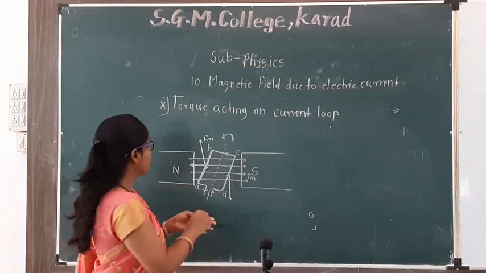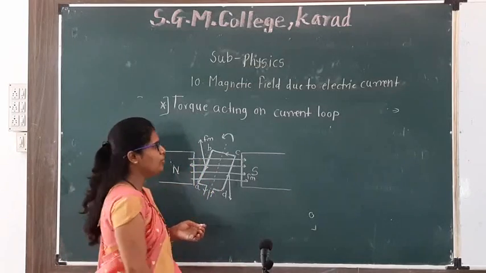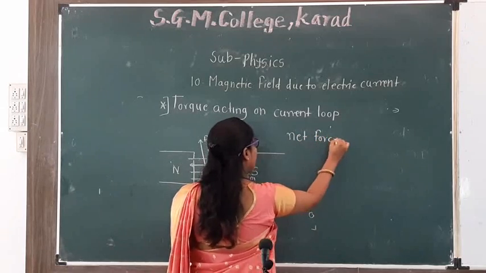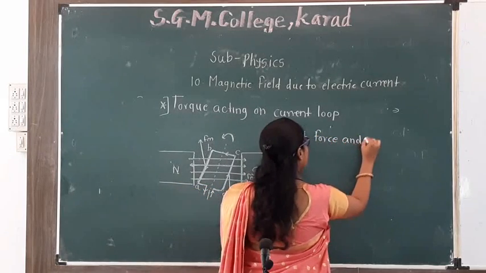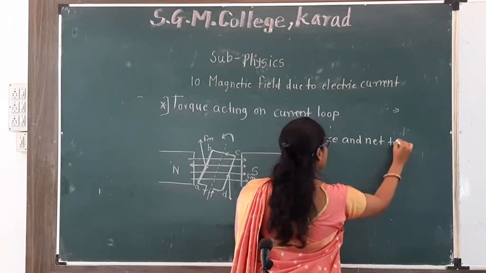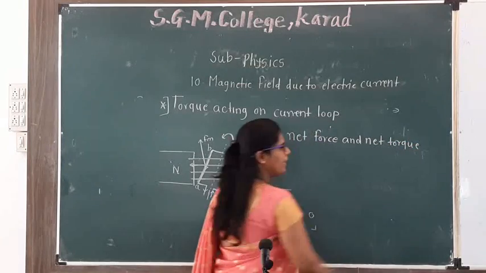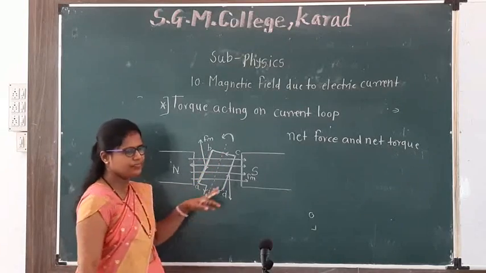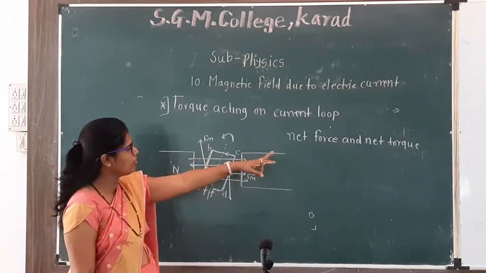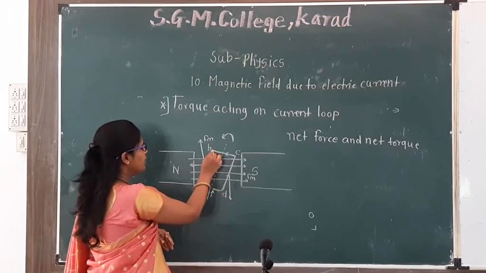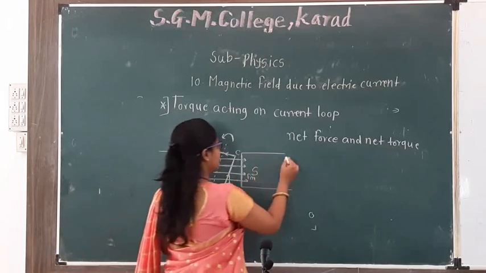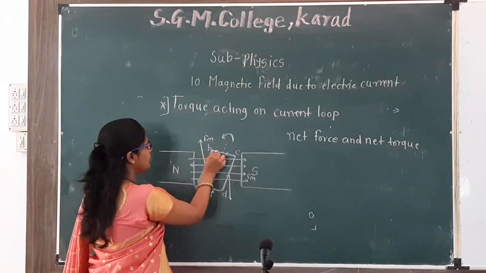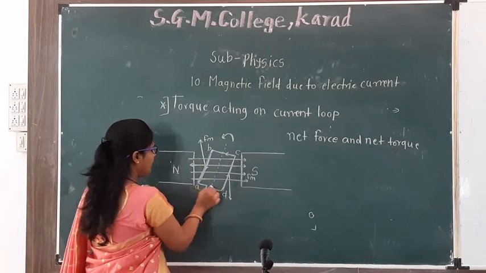When the rectangular loop is placed in the uniform magnetic field, we calculate the net force and net torque acting on this rectangular loop of wire. There are 4 segments of the rectangular loop. First we see the BC side and AD side.